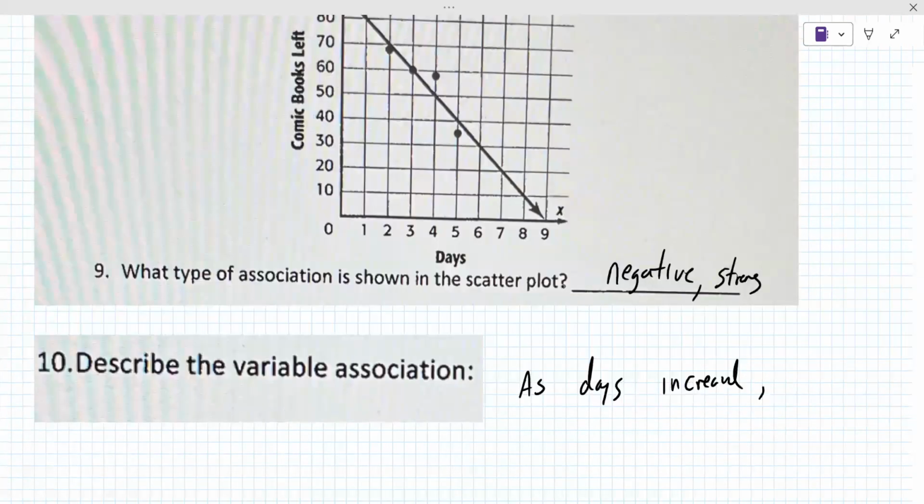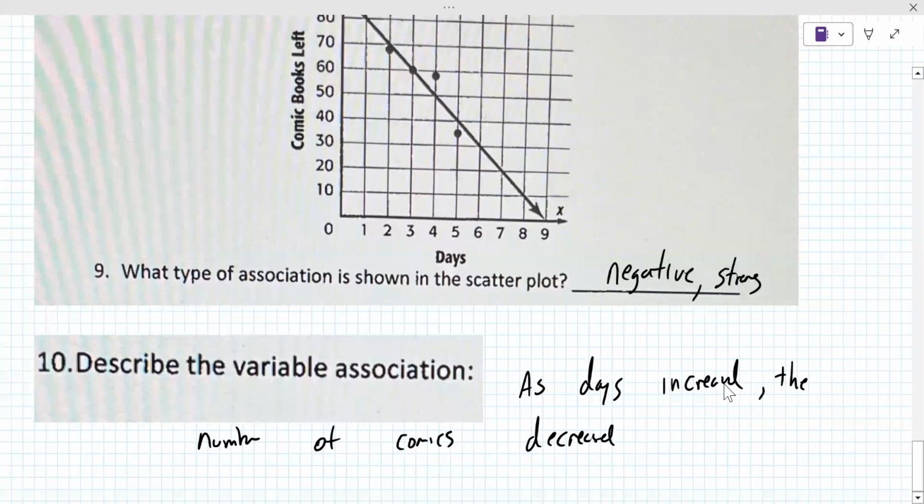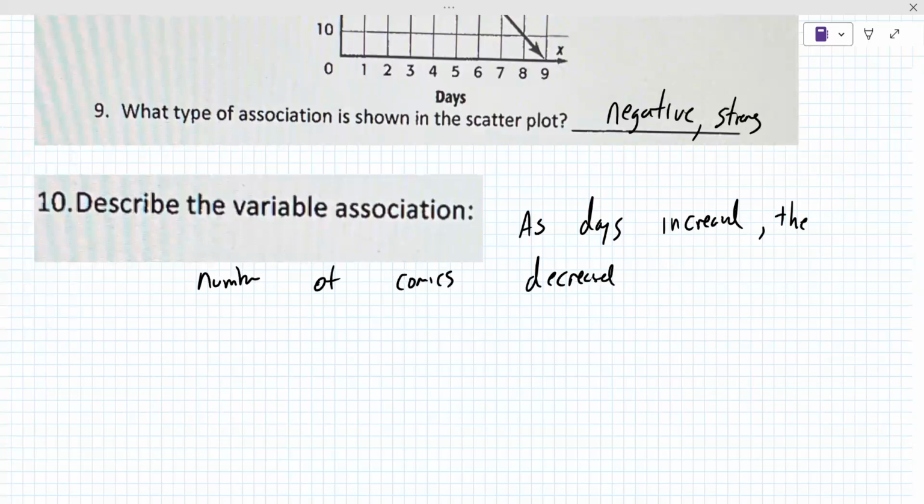As days increased, the number of comic books decreased. All right. They are grading you as much on the increase or decrease as they are on reasonableness. They want to see that there's some understanding of the physical scenario.